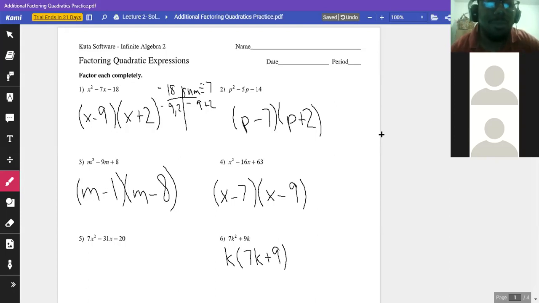All right, 5, we're dealing with some pretty big numbers. So let's just break it up piece by piece. First, I'm trying to find two numbers that multiply to give me -140, good gosh, and add to give me -31. Hopefully your teacher's not going to give you numbers this big, or if they do, you'll have a calculator. But the answer is -35 and +4.